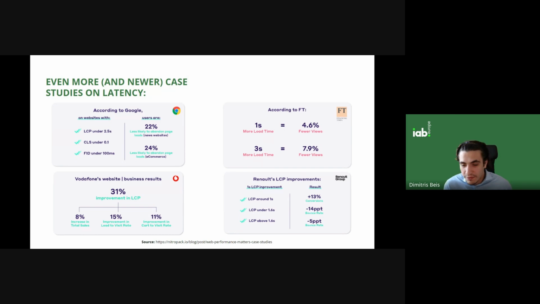The bounce rate effect I would highlight, because bounce rate is really one of those levers where latency ends up destroying value, because additional latency means higher bounce rate. So viewers visit fewer pages, essentially view fewer ads, and therefore revenue goes down for publishers.